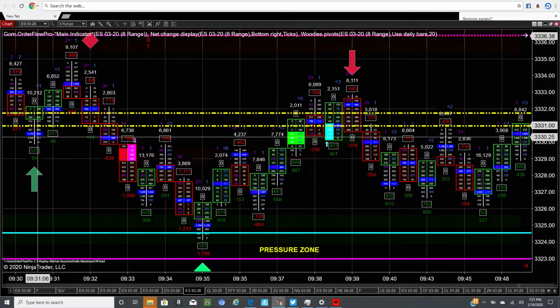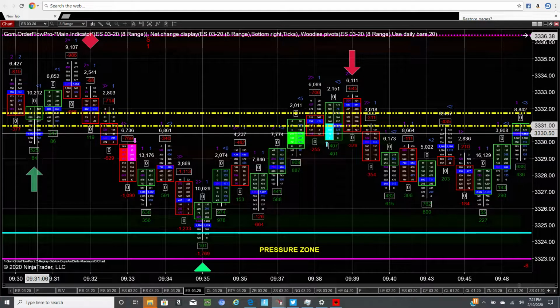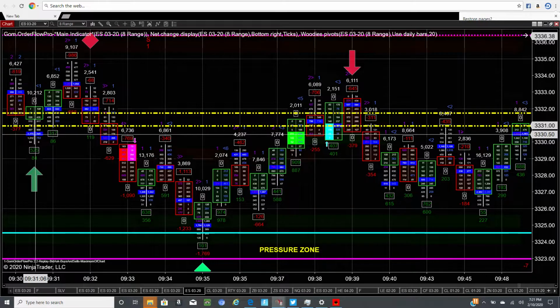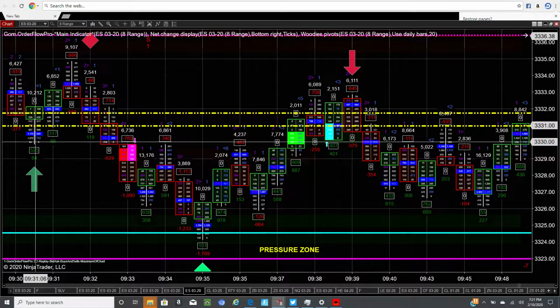A buy, you want 3 ticks from the low. And like I said, it can be in position 3, it can be in position 2, or it can be in position 1. It doesn't matter. That is going to give you a trigger.